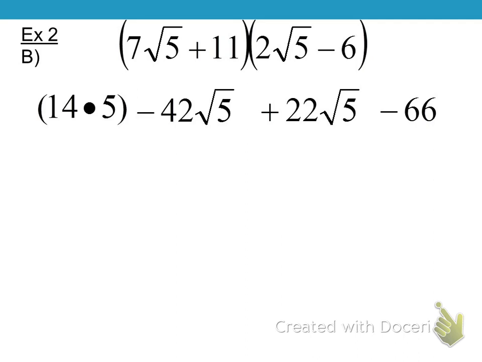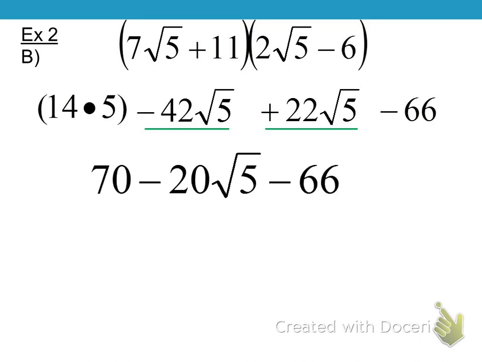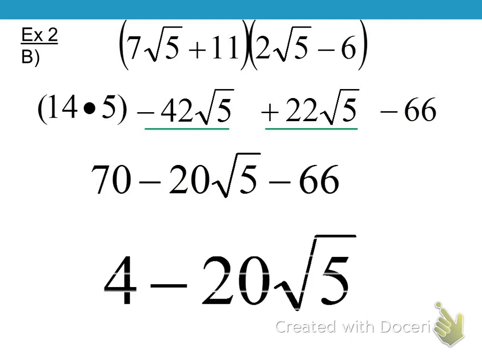So in the middle, I have like terms, right? They're both square root 5, square root 5. I can also take care of the 14 times 5. So 70, combine those, you get minus 20 square root 5, and then I still have the minus 66. So final step would be to get these two guys together. 4 minus 20 square root 5. What are your questions?